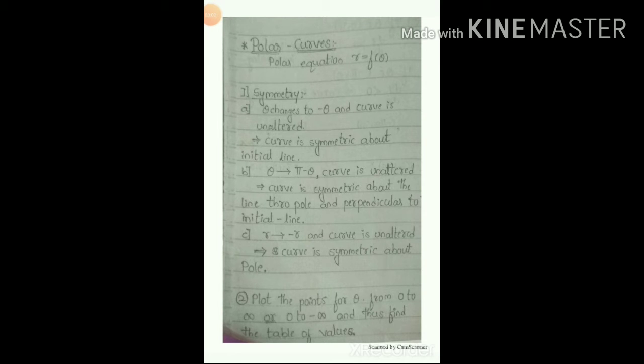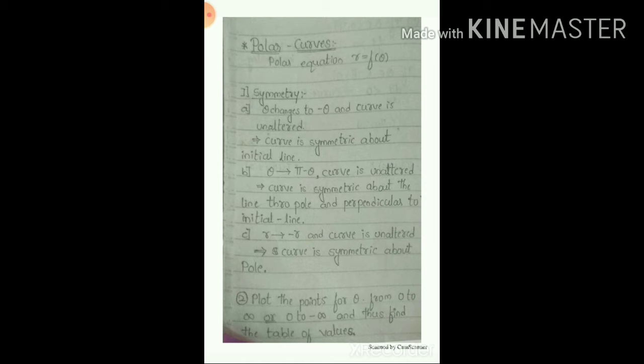Students, in the previous class, you studied about the tracing of Cartesian curve and the tracing of parametric curve. Now we will discuss the tracing of polar curve. The equation in the form of r and theta is called a polar equation or a polar curve.